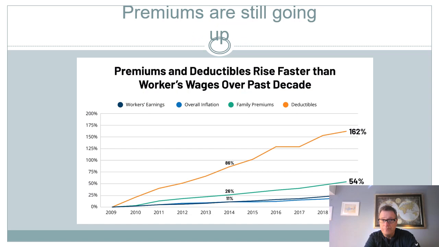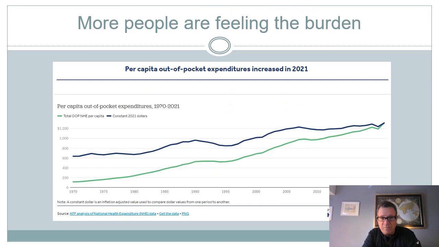So in addition, what we're seeing, and we talked about this in the session last week when we were talking about health insurance, our premiums and deductibles are rising faster than the average person's take-home pay has been rising over the past decade. So we're seeing increases in premiums, increases in deductibles, and increases in out-of-pocket costs on a year-to-year basis, and it's eating up more of the average person's paycheck and making it more and more difficult to make ends meet. And this also talks here about out-of-pocket expenditures. This has been rising significantly over the past 20 years or so, and it is only getting worse going forward.